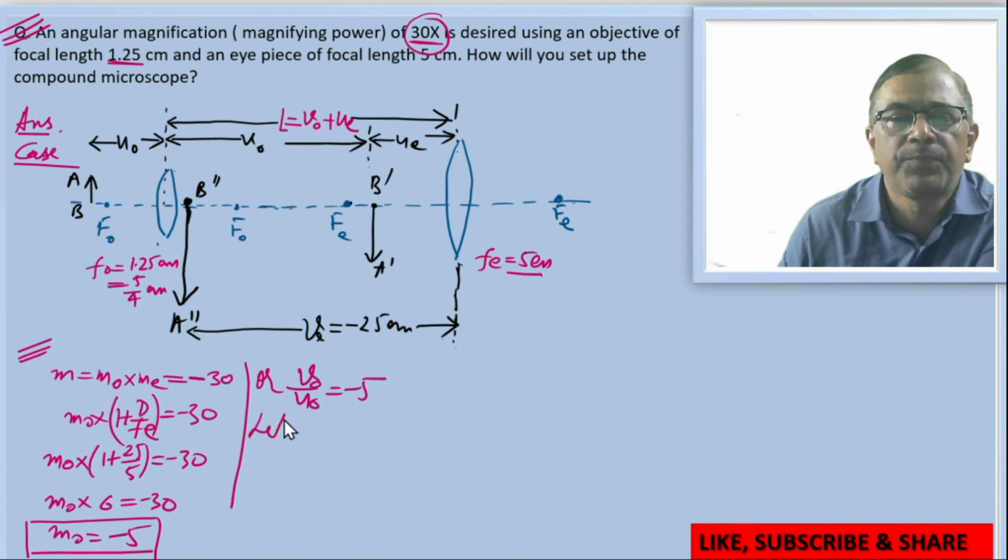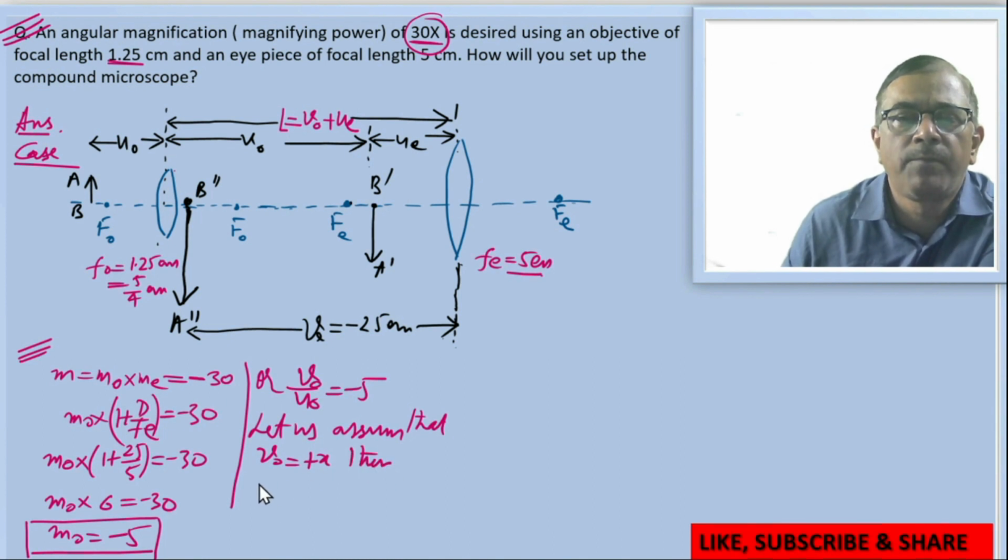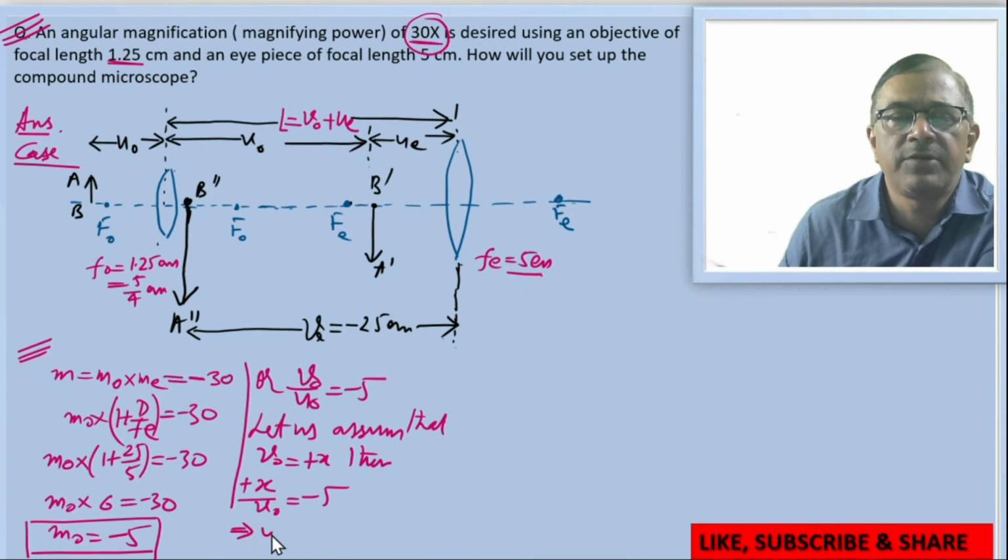Let us assume that VO equals plus X. Then plus X by UO equals minus 5, and this implies that UO equals minus X by 5 centimeter.